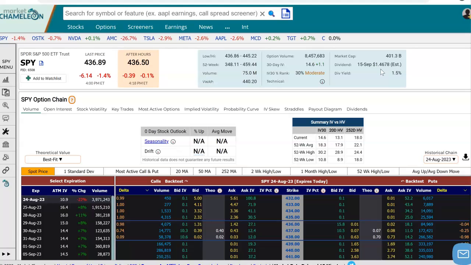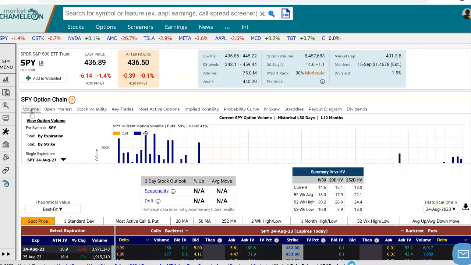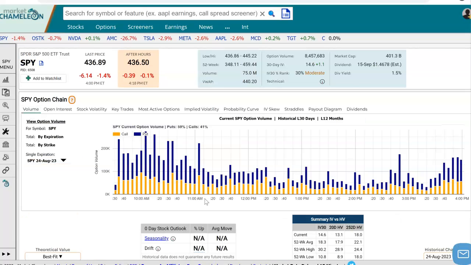In this video, I'm going to demonstrate how you could analyze the distribution of option volume and options trades for a particular stock using graphs. And we're going to use SPY in this example. I'm currently on the SPY options chain, and I'm going to click on this tab over here where it says volume. And when we do that, it opens up a graph.